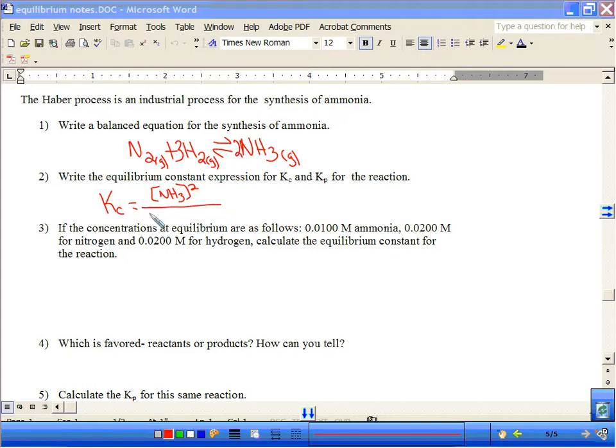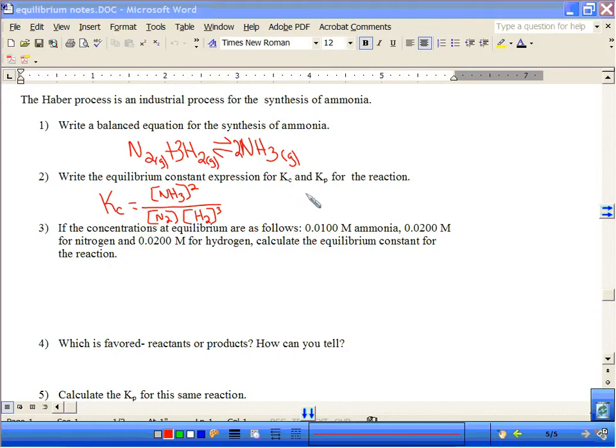And that is going to be over our reactants, as long as they're gases or aqueous. We're going to put them in here as long as they're not solid or liquid with an L. So this would be N2, and this is going to be raised to the first power because the first power is the coefficient. We usually don't write ones. Brackets, and then we're going to have H2, and that's going to be raised to the third power. And that's called the equilibrium constant expression.